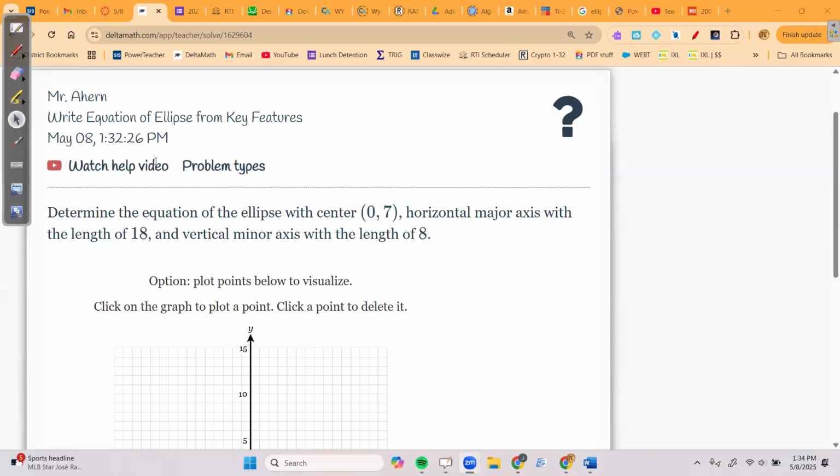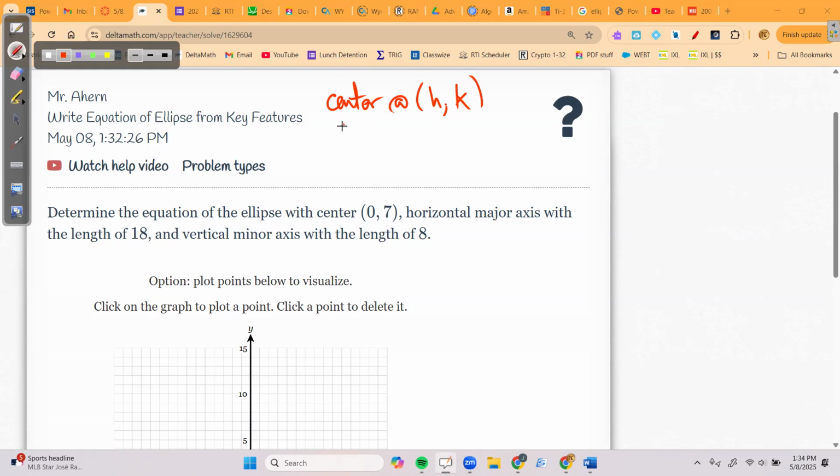All right. So the key idea for the day is, can we write the equation of an ellipse when we're given information about it? So it's a bit backwards of what we've been doing lately. In order to write the equation of an ellipse, you need to know the center, that's h, k. And then you also need to know a, and you need to know b. And if you know those things, then you can write the equation of an ellipse.